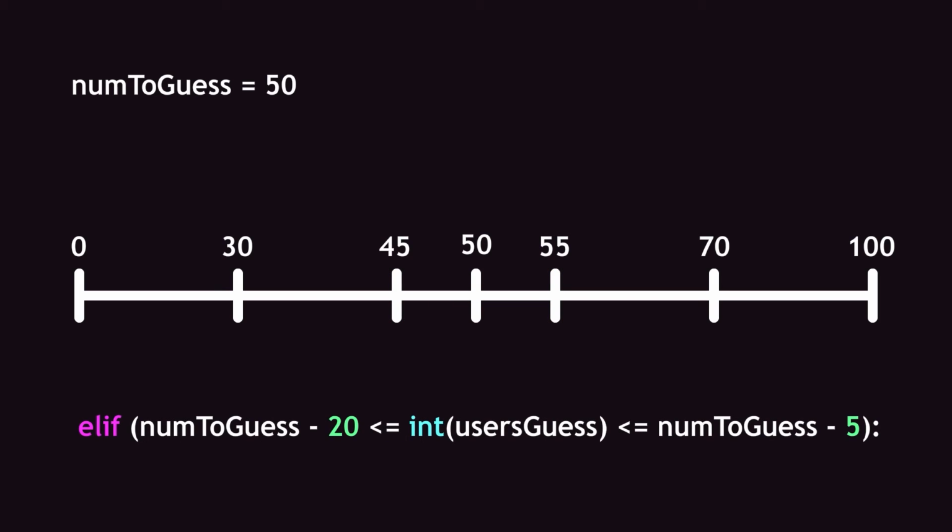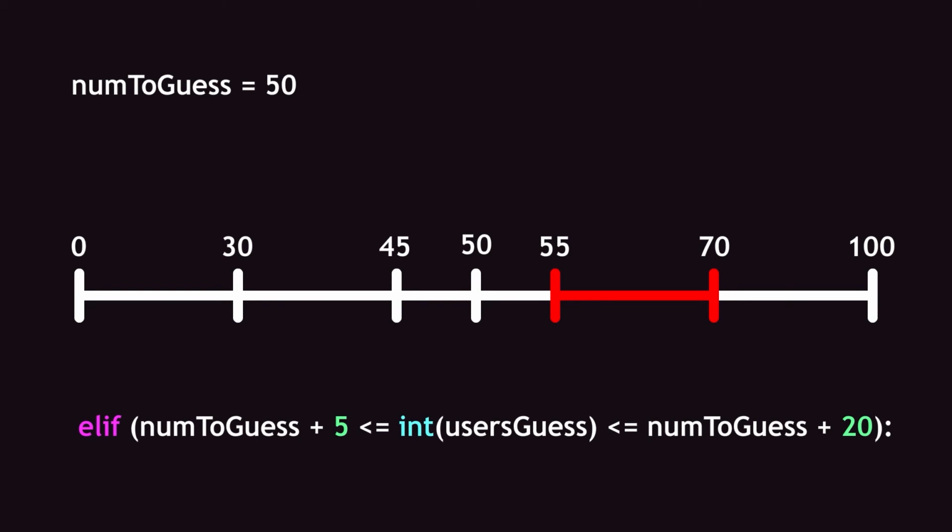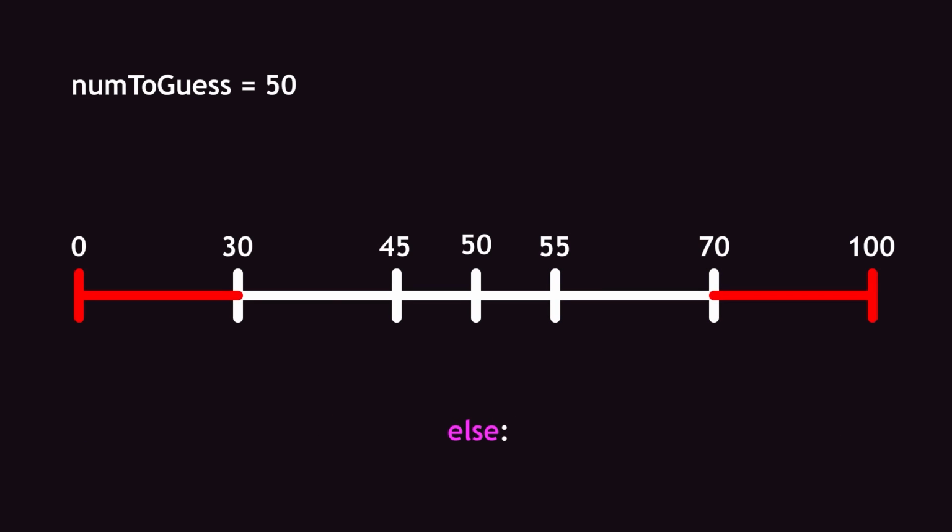The next if statement covers the range from 30 to 45 in this case, because our number to guess is 50. Now you might be wondering why the range isn't from 25 to 45, because we wanted a range of 20. That is because we subtract 20 from the initial value of num to guess, which in this case will result in 30. This else if statement will cover the left side of the range, while the next if statement covers the right side of the num to guess range. Then finally, the else statement will cover all the other guesses that the user could possibly make.